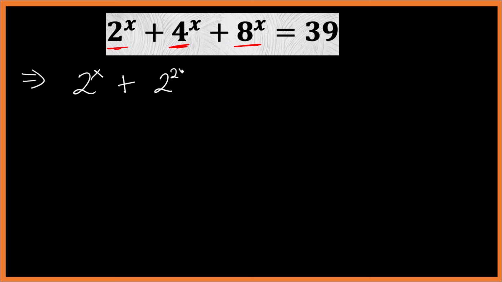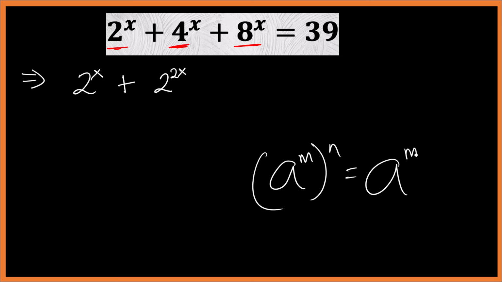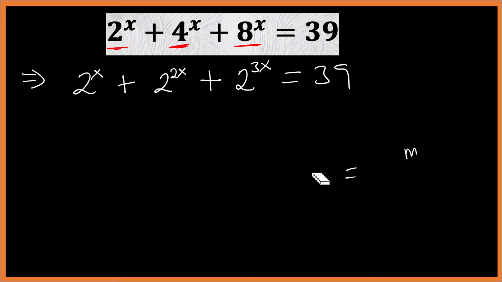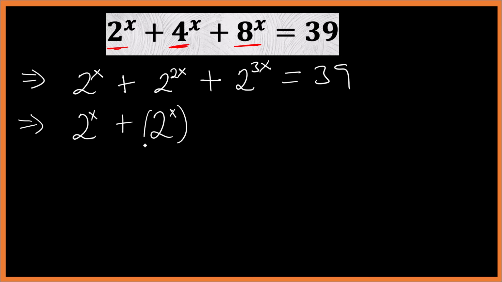Don't forget we still have x there, so this one is behaving like a to the power m all raised to n, and the same as a to the power mn. So we have 8 as 2 to the power 3, and we have 39. As simple as that. Okay, now let's arrange them well. So we can say 2 to the power x plus 2 to the power x all squared plus 2 to the power x all raised to 3 equals 39.